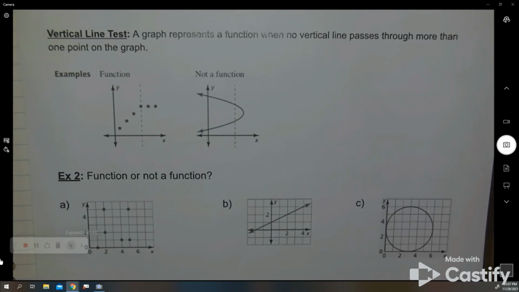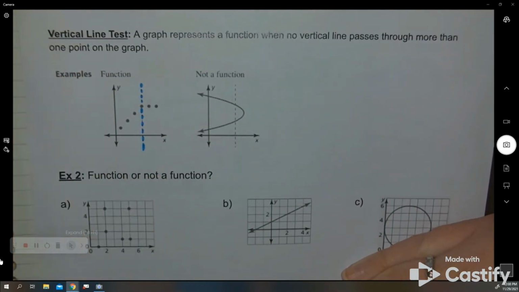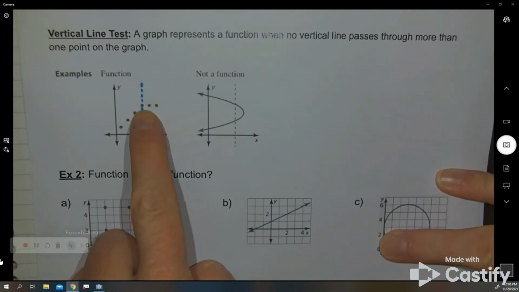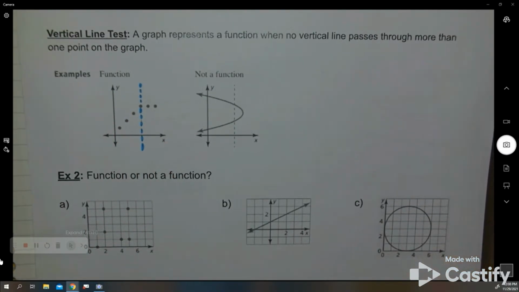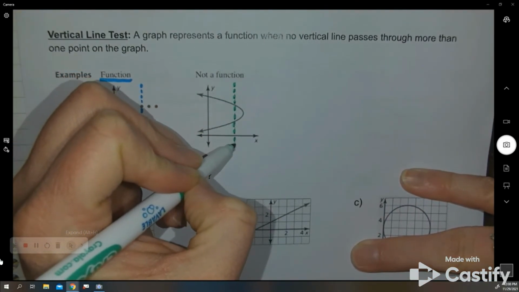So if we take a look at this first one here, these dotted lines are symbolizing, I guess is the word I should use, our vertical line. Notice it only hits one dot from this relation on the way down, which is why this one is classified as a function.